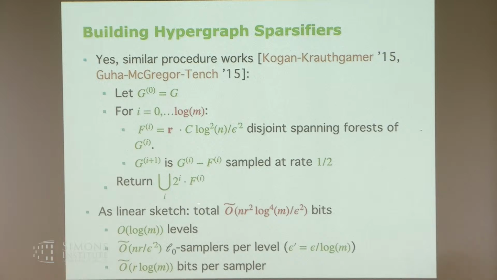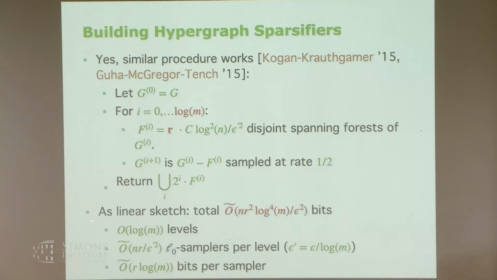So the total bit complexity will end up being this kind of O tilde nr squared log to the 4m over epsilon squared. And now let's look at where exactly this complexity is coming from. So first, there's 1 log m just from the fact that there's log m iterations of this entire procedure. At each level, right, we're storing this like disjoint spanning forest kind of linear sketch. And we're storing r of these sketches.